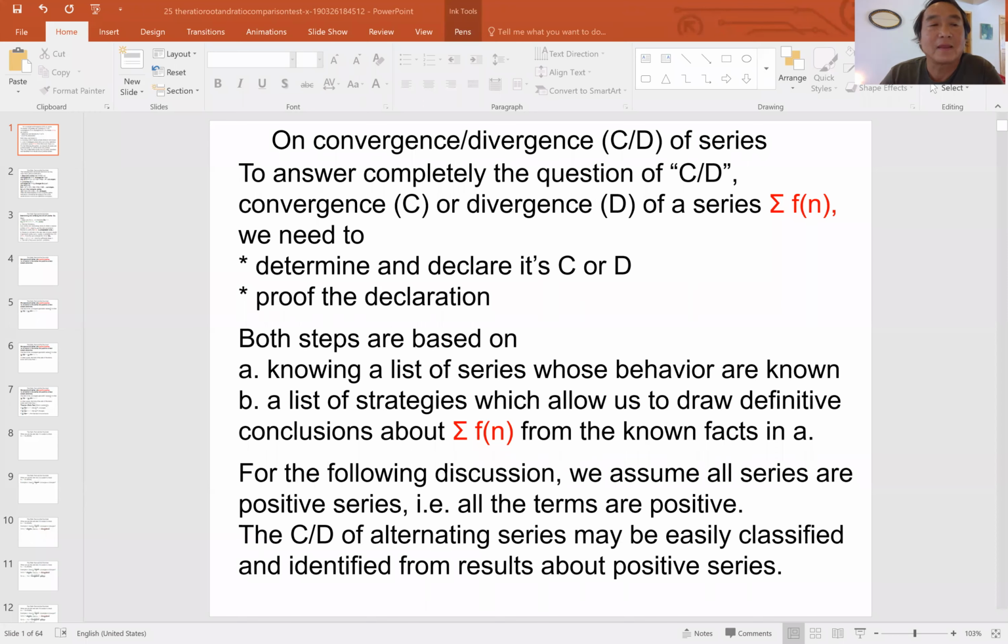Hello, everybody. This is Professor Ma, and this is the section on the convergence and divergence of series. Remember, series are adding infinitely many numbers, and we want to decide whether their sum is finite or infinite. One is called convergence, and the other is called divergence.